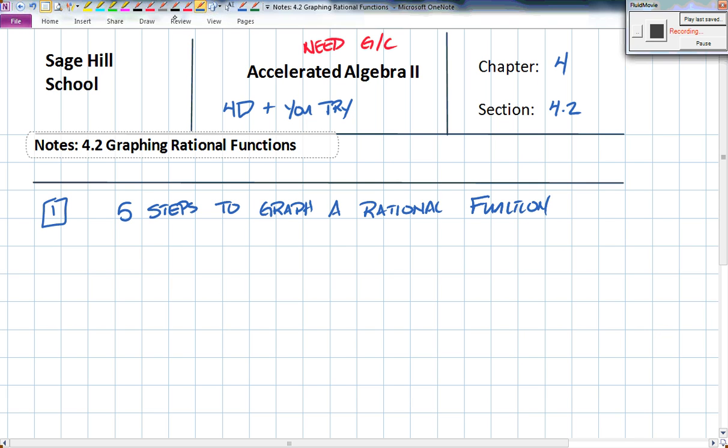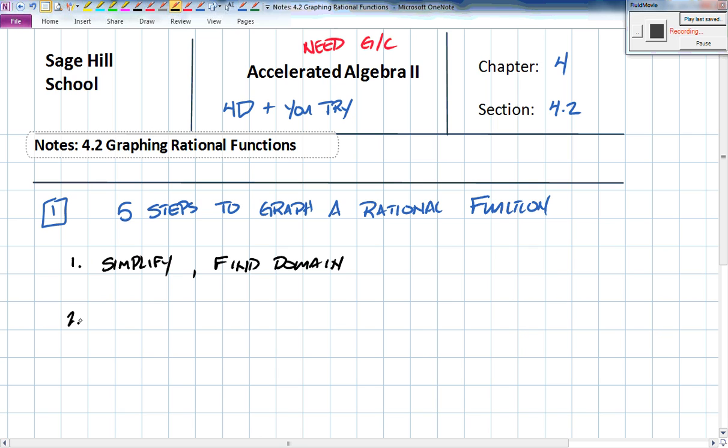Step number 1, there's 5 in total here. So the first thing that we're going to do is simplify, if we can, and then find the domain. So simplify that rational function if we can do it, like factoring, canceling, and then find the domain. That's step 1.